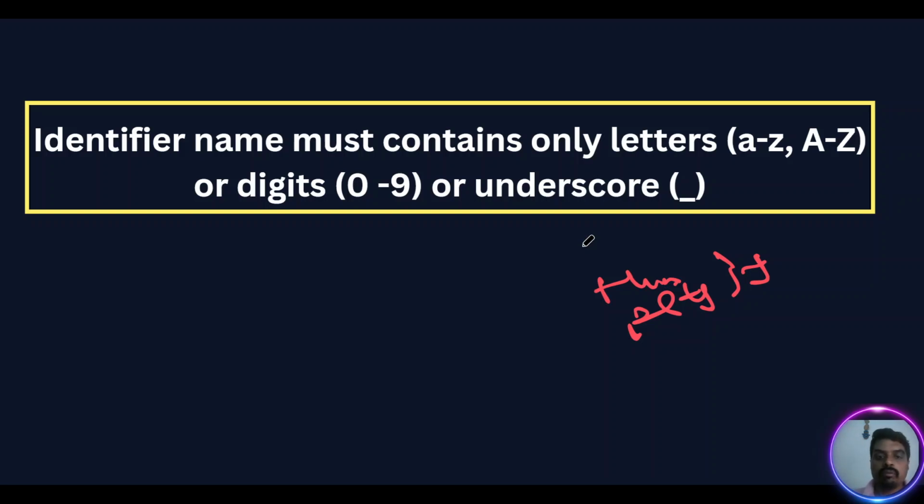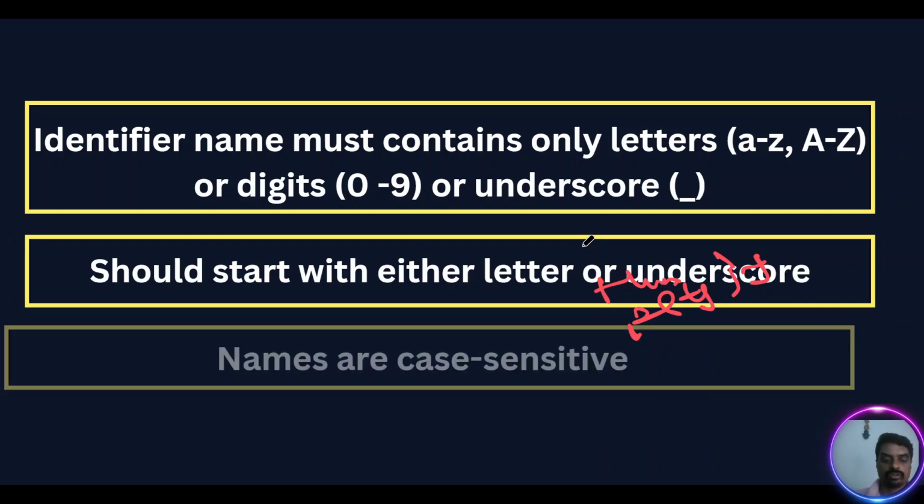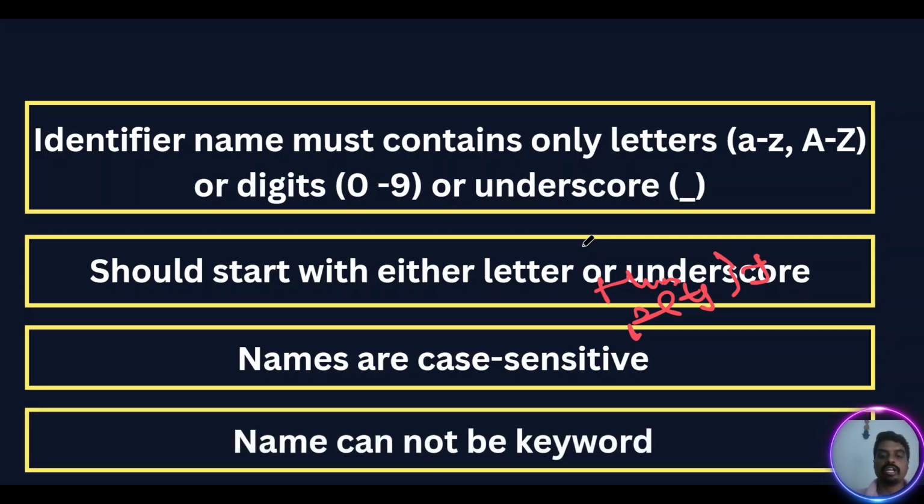An identifier name must contain only letters A to Z, capital letters, digits or underscore. It should start with either a letter or underscore. Names are case sensitive. Names cannot be a keyword. We will see what a keyword is in our next video.